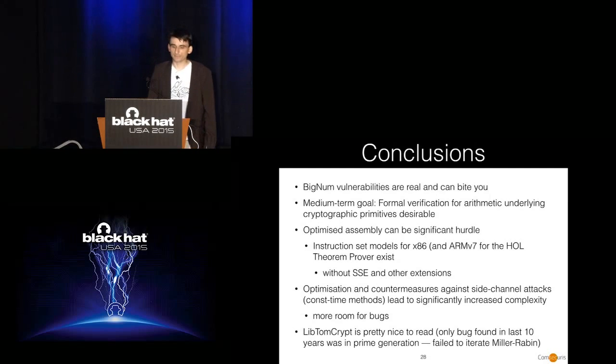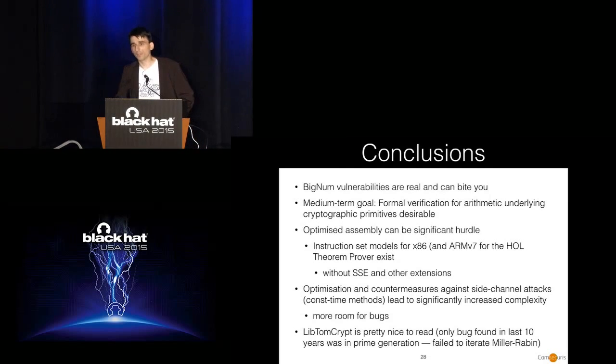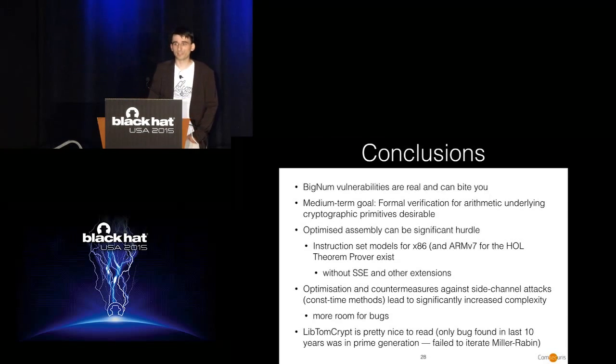So, conclusions. BigNum vulnerabilities are real, and they can bite you. I think the medium-term goal that we should have is formal verification for the arithmetic underlying cryptographic primitives. And for that, optimized assembly is a real significant hurdle. So I think we should just do away with that. If we want to formally verify something, I would just skip the assembly.